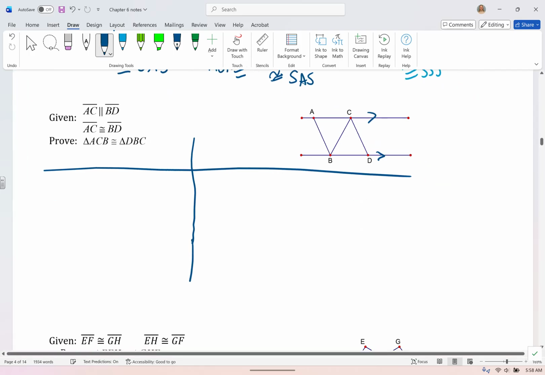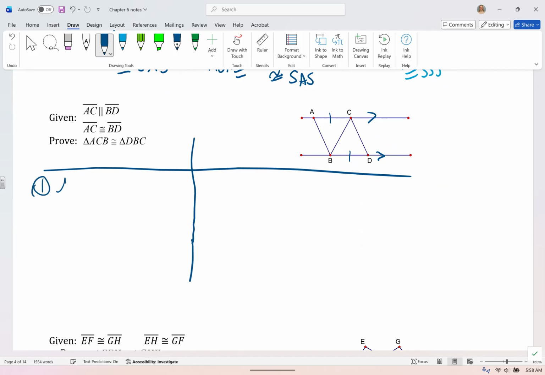Here we go. And then what we're going to do is we're going to say also AC is congruent to BD. So this segment here is congruent to the segment right there. So we're going to start our proof with this. So AC is congruent to BD. Why? It's given. So we have a side that matches a side.